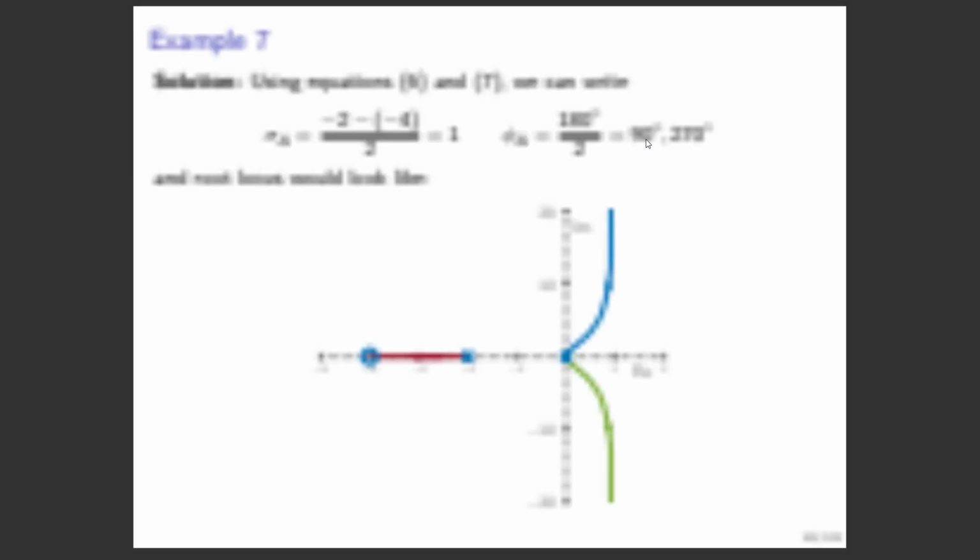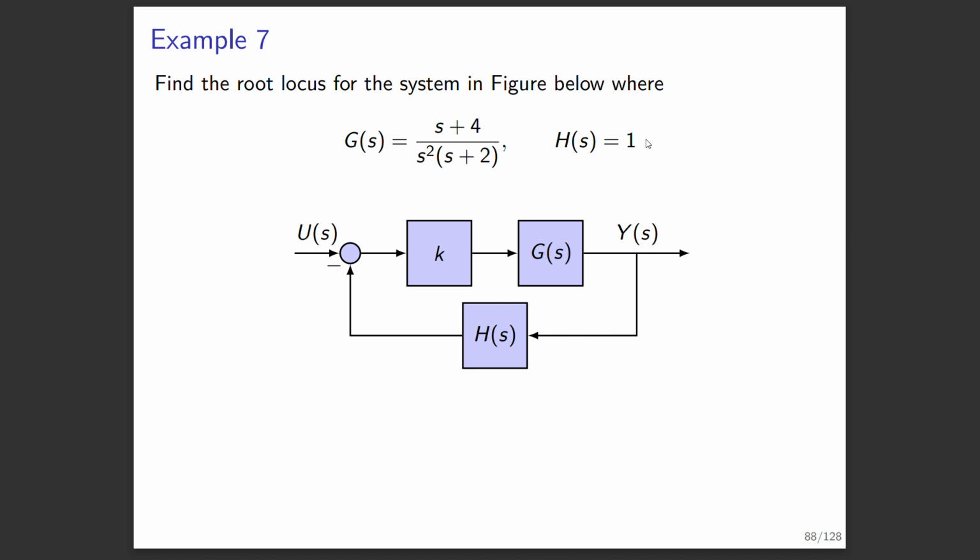So for this example, the locations of poles and zeros are: the origin twice and -2 are the poles, and the zero is at -4. Why am I just simply calculating these? Because h is 1, so g times h is just g, and it's written already in the standard format. So I can just focus on the poles and zeros of g and call them poles and zeros of the loop transfer function. So g would be the loop transfer function in this example.